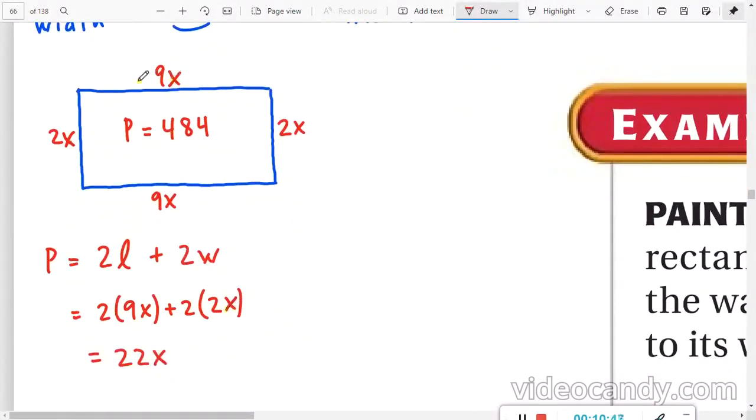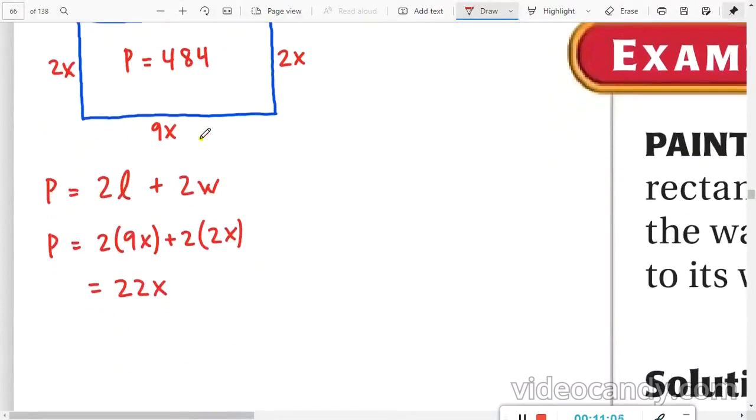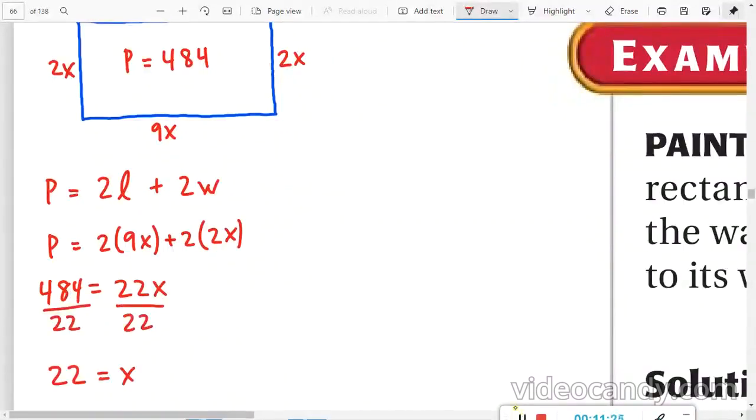That's the same thing as if we just added all 4 sides: 9 plus 2 plus 9 plus 2. You would just get 22x. And that equals the perimeter, P. But we said in the problem, the perimeter is 484. So in place of P, I'm just going to plug in 484. And now solving for x, we divide both sides by 22. 484 over 22. On the calculator, I get x equals 22.